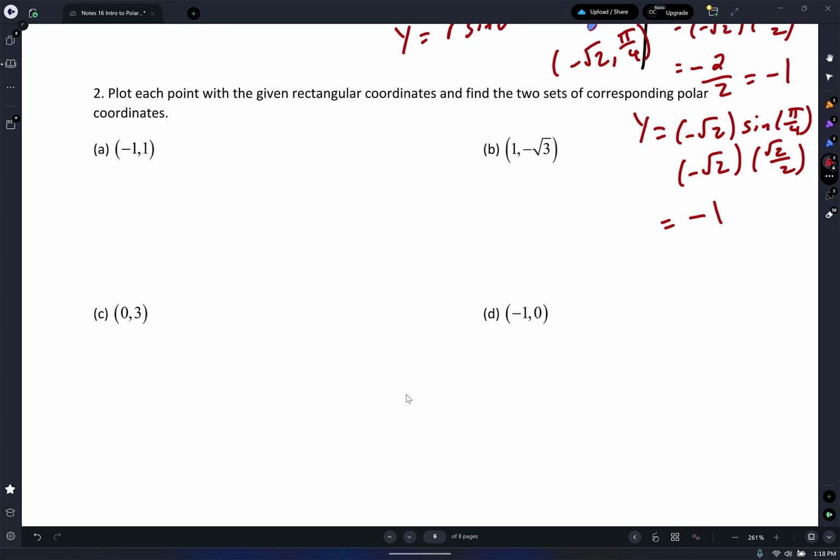Okay, ready for another one? So these, they give it to you in rectangular, and they want you to give it to them in polar. So I'm going to do letter B. How does letter B look? It looks like this. It's in quadrant 4. 1 comma negative square root of 3. So I'm somewhere down there like this. See?